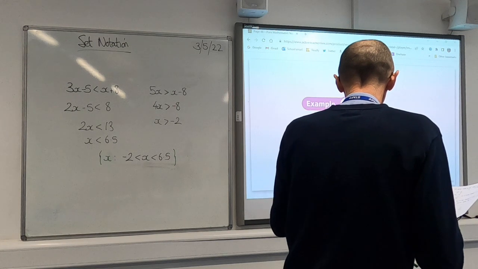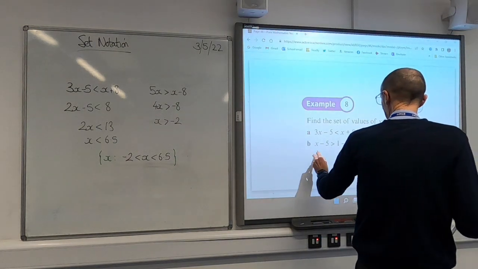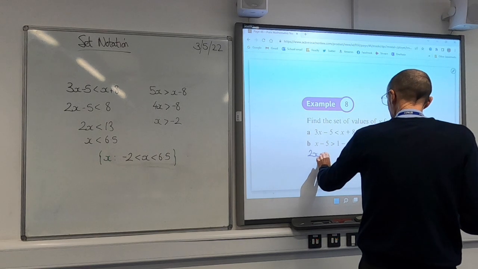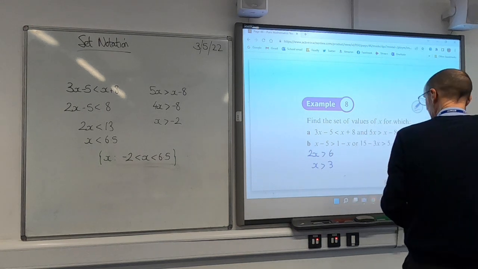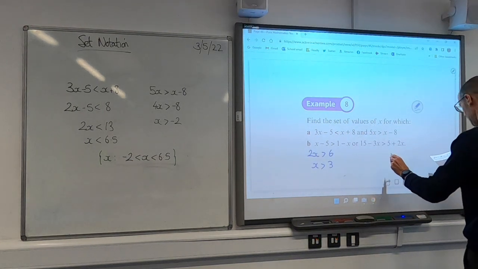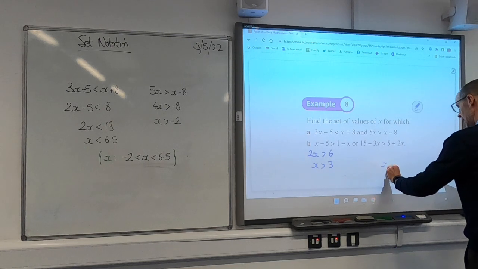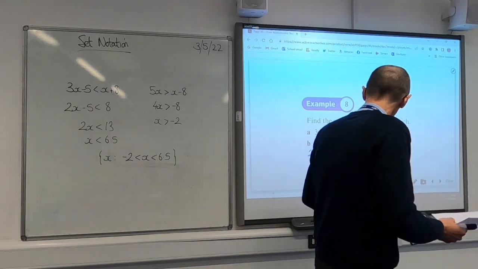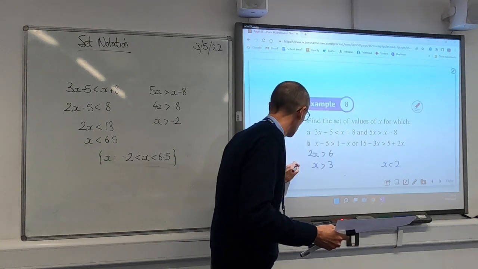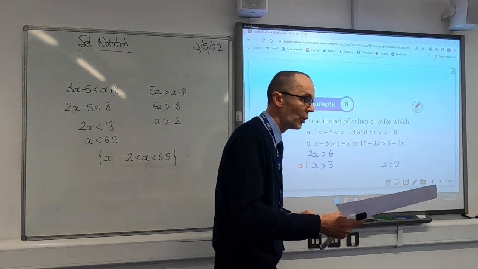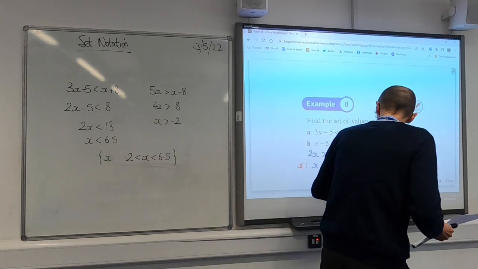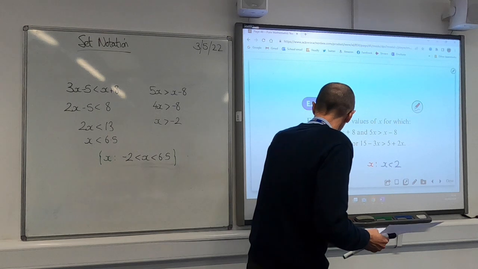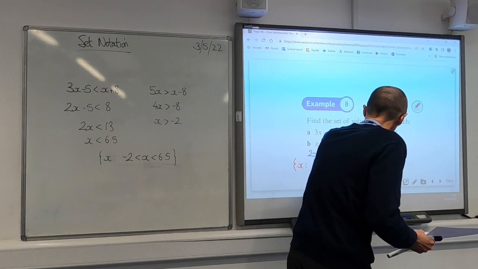Second one is a little bit more fiddly, so I add an x, and so x is greater than 3, and here it comes out with x is less than 2. So there's no overlap there. What we say is that x can be that, or x can be that. So I'm going to put those two in curly brackets. Sorry, my curly brackets are nearly as bad as my thetas.